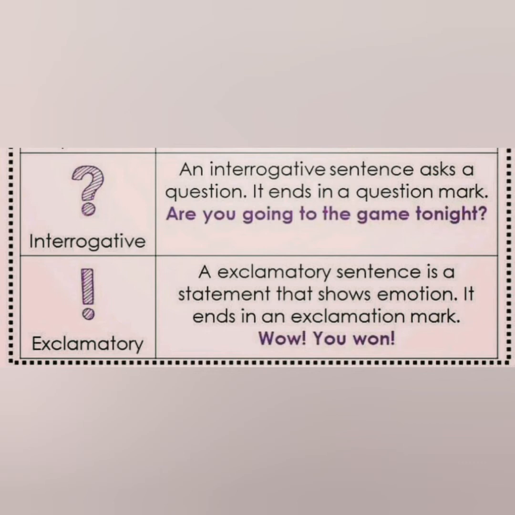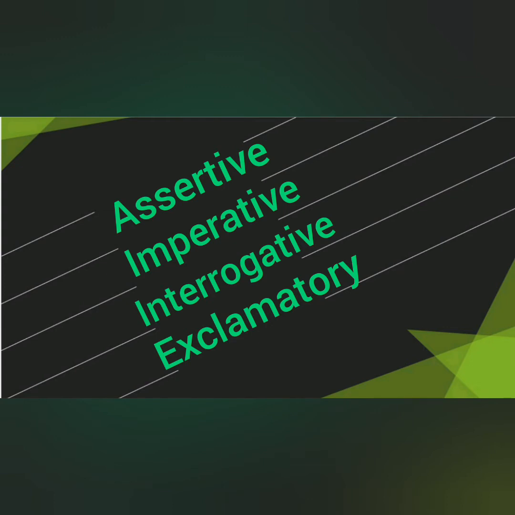Next one is the exclamatory sentence. It ends with an exclamation mark. Usually the exclamatory sentence is a statement that shows emotion. Wow, you won. So here it is the exclamatory sentence, with the exclamation mark. In converting from direct to indirect speech, we use these 4 types of sentences: assertive, imperative, interrogative, and exclamatory. These sentences are used in the speech.